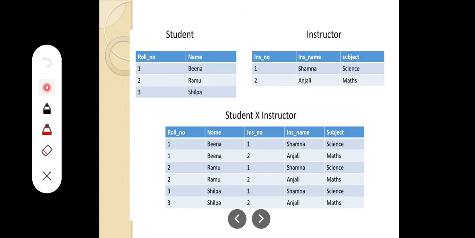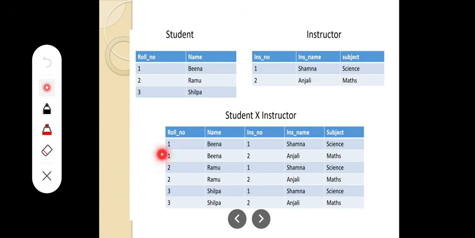So cross product, I hope you have understood. Cross product means each row's values are concatenated with all the rows of the other relation. So if the student relation has 3 rows and instructor has 2 rows, then student cross instructor will have 3 into 2, that is 6 rows.